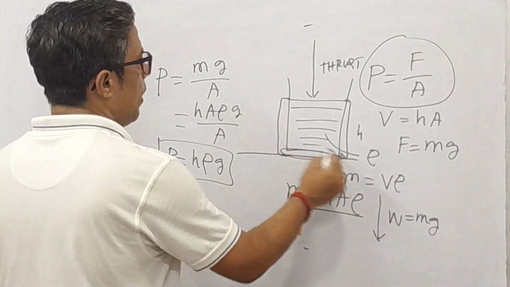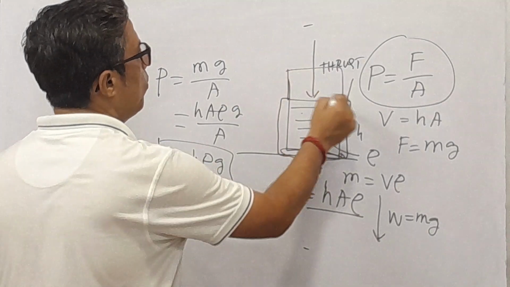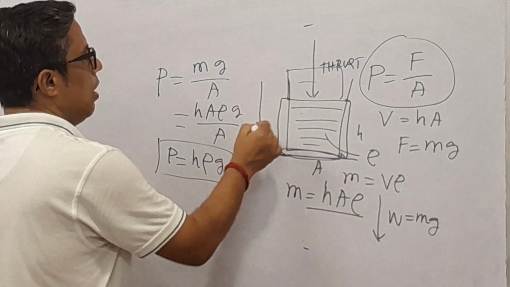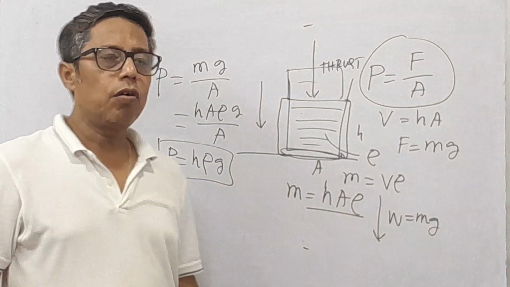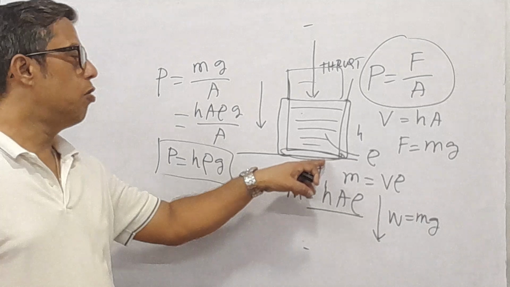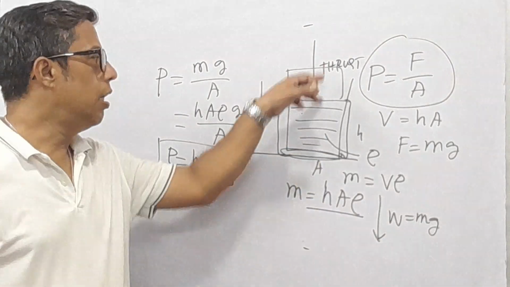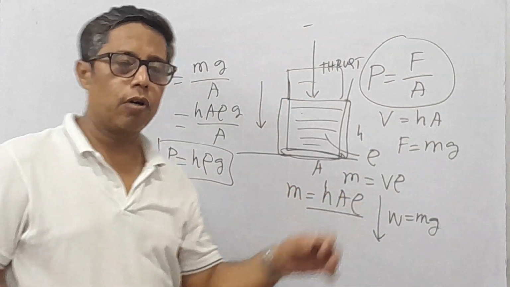Now, with this same area, if I increase the height of the liquid, my pressure will increase. So the more the height, the more the pressure. This is called the liquid column. This word is very important.